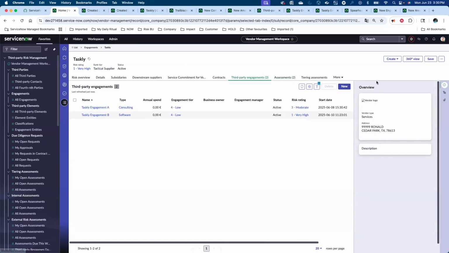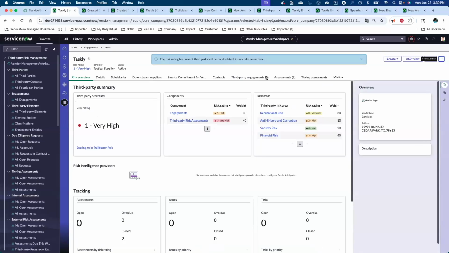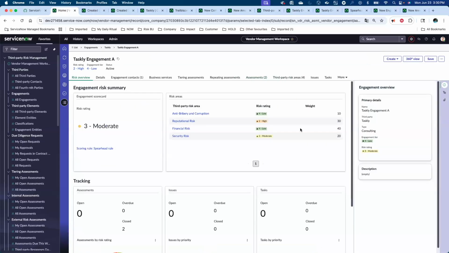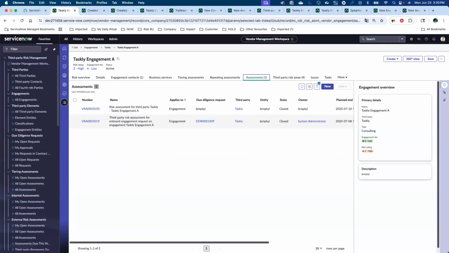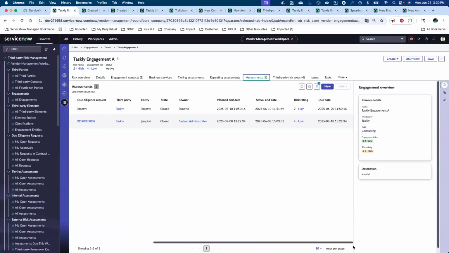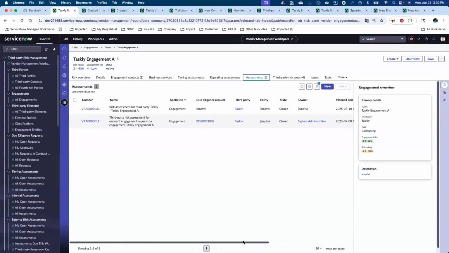For that update to occur, we again need to recalculate the risk ratings. Then we navigate to engagements, and we are simply going to reload this. As we reload, this changes to high. That's because it has taken the max of these assessments, 2 high and 4 low. So that's how the changes in the criteria play out.